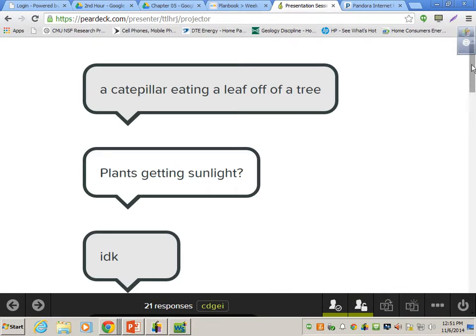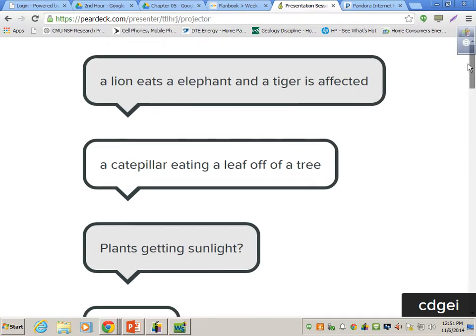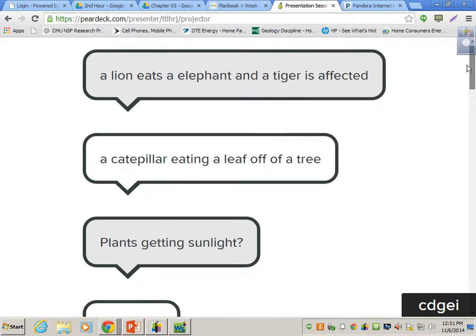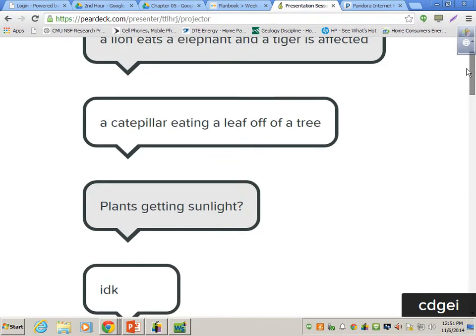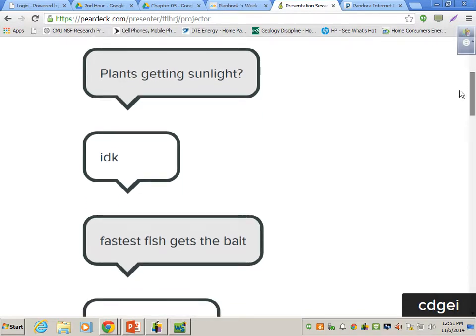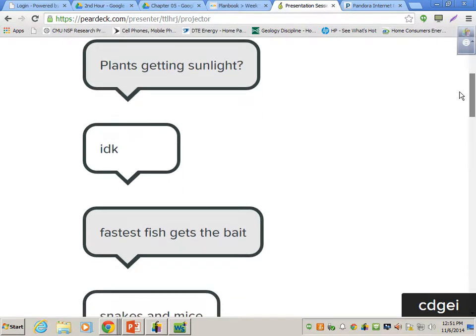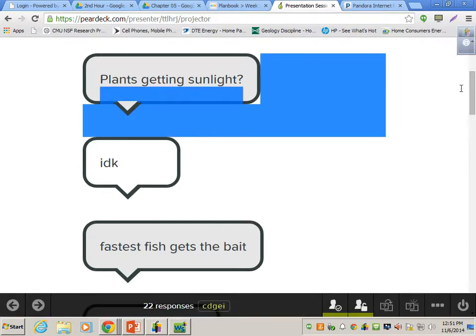So a caterpillar eating a leaf off a tree, and then it's not there for another caterpillar or a rabbit or something. Okay. Lion eats an elephant, and the tiger is affected. Okay, that works. I don't know if there's lions and tigers in the same neighborhood, but we're going to go with that. Plants getting sunlight. Oh, yeah. Like plants compete with each other for sunlight, right? That makes sense. Kind of they spread their leaves out, they take the sun, and then, well, of course, that's more direct competition, really, because they're both trying to grow taller and make bigger leaves against each other.